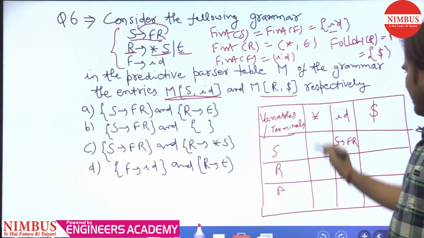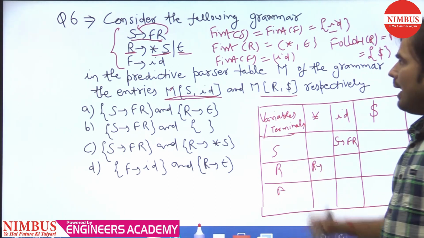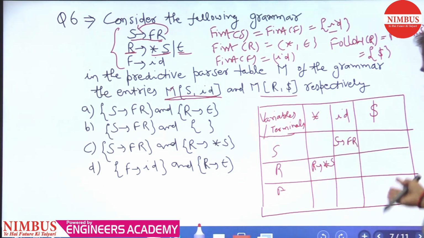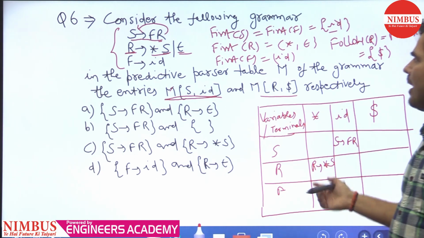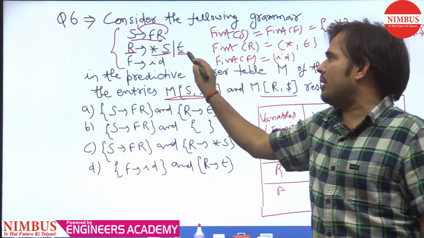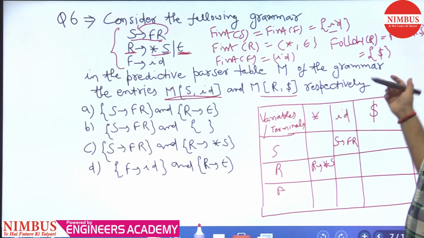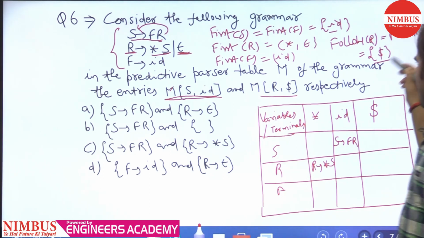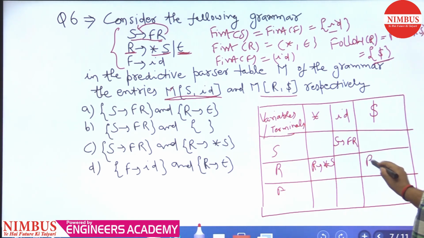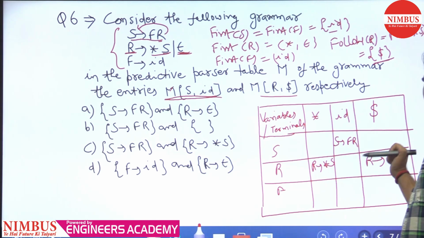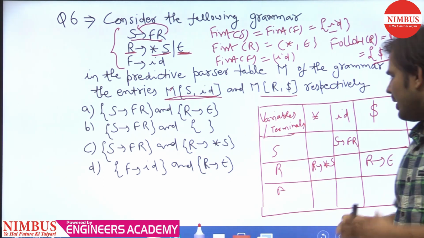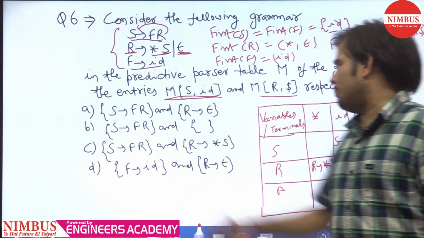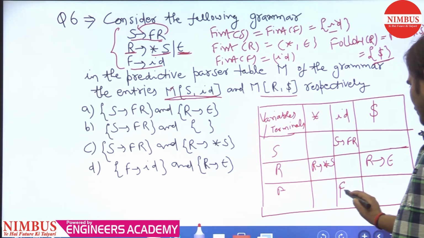R tends to what? So here we can put what? R tends to asterisk S. Okay, and here what we have? From R variable we have epsilon also. So we need to put this R tends to epsilon in the follow set of R. So follow set of R में हमारे पास क्या है? सिर्फ डॉलर. So यहाँ पे हम क्या पुट कर देंगे? R tends to epsilon. Okay guys, and for first of F equal to what? Only ID. So we can put this production here in this set. F tends to ID.